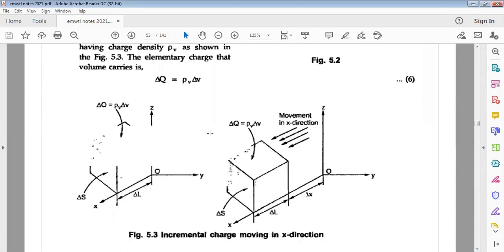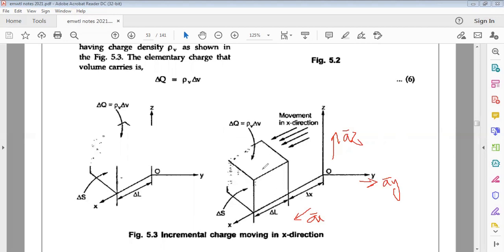Now, see in this diagram, the incremental charge moving in the x direction. This is a surface, and on it there is a small incremental surface with charge delta Q, where delta Q is rho v into dv. The movement occurs in the positive x direction with base vector AX bar; the Z positive direction is AZ bar and the Y positive direction is AY bar. From the origin towards the positive x direction, the charge moves.